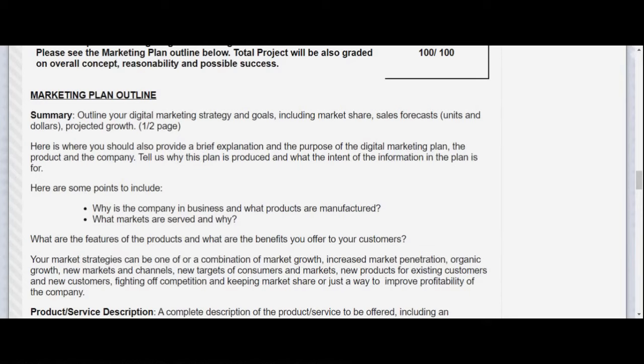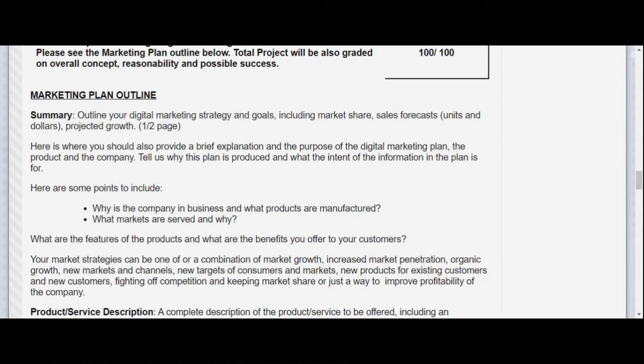Now, the next part that you should answer, and this all goes into the summary here, you could include the answers to this question as part of this explanation and purpose of the plan. So just by answering these questions, you'll get the summary written out. What are the features of the products and what are the benefits you offer to your customers? So let's explain that here for a minute. A feature of a product is something that product offers that no other products offer, or is your distinct competitive advantage. The benefit is what you get as a consumer from that feature.